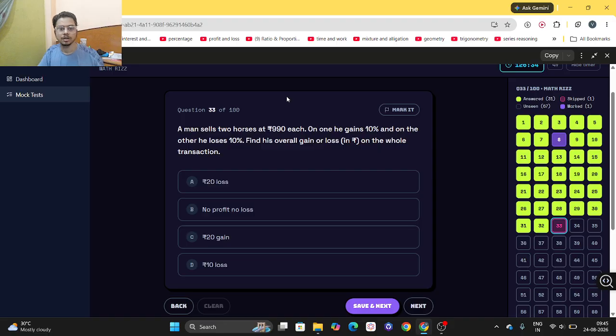Next. A man sells two horses at 990 rupees each. On one he gains 10%.